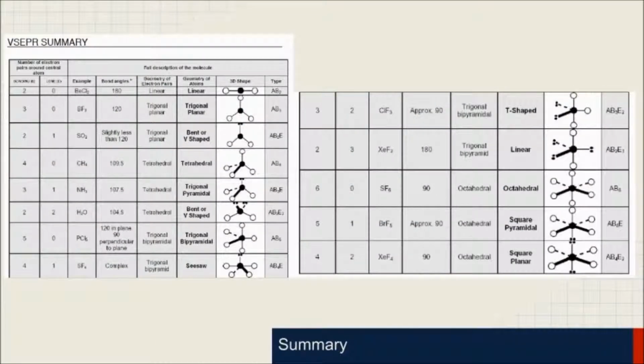These types of charts are useful in reviewing VSEPR. You can see the trends as the hybridization or bonding atoms increases. It's helpful to use these before the test to make sure you have a firm grasp of VSEPR, its shapes, and the bond angles.